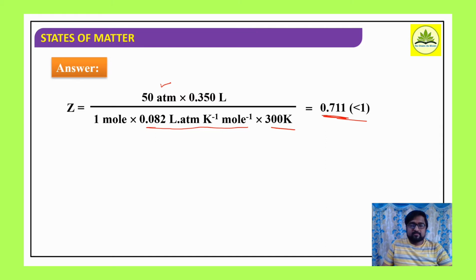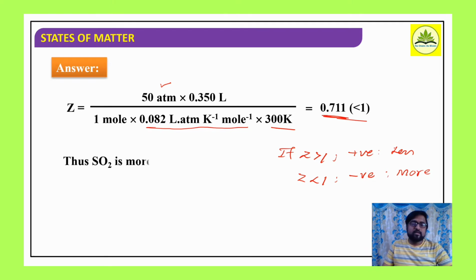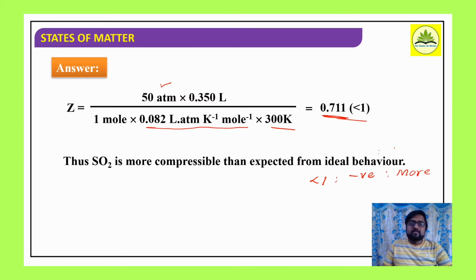What we know is, if Z is greater than 1, it indicates positive deviation, and the gases in that case are less compressible in nature. On the other hand, if the compressibility factor is less than 1, it indicates negative deviation. In such a case, gases are more compressible. In this case, for sulfur dioxide, the Z value we got is less than 1. Therefore, we can say sulfur dioxide gas is more compressible than expected from ideal behavior.